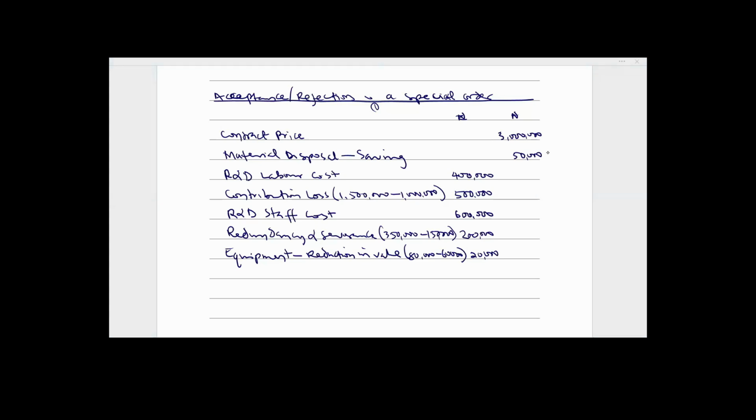The last paragraph. Share of general building services. The contract is charged with 350,000 naira per annum to cover general building expenses. So this 350,000 naira, is it relevant or irrelevant? It's relevant. It's attributable to the contract.